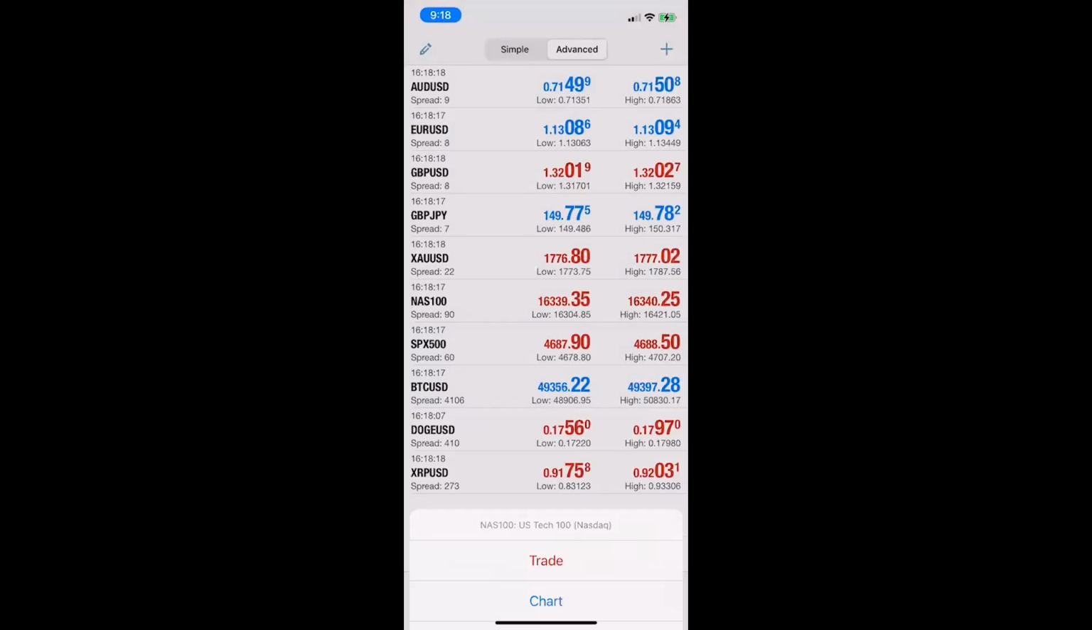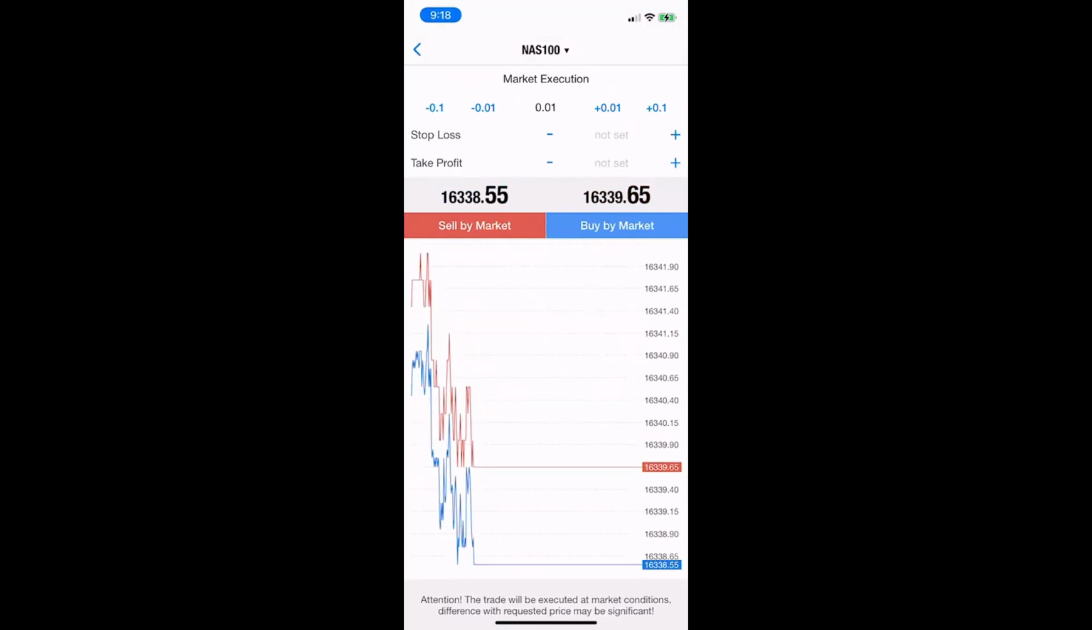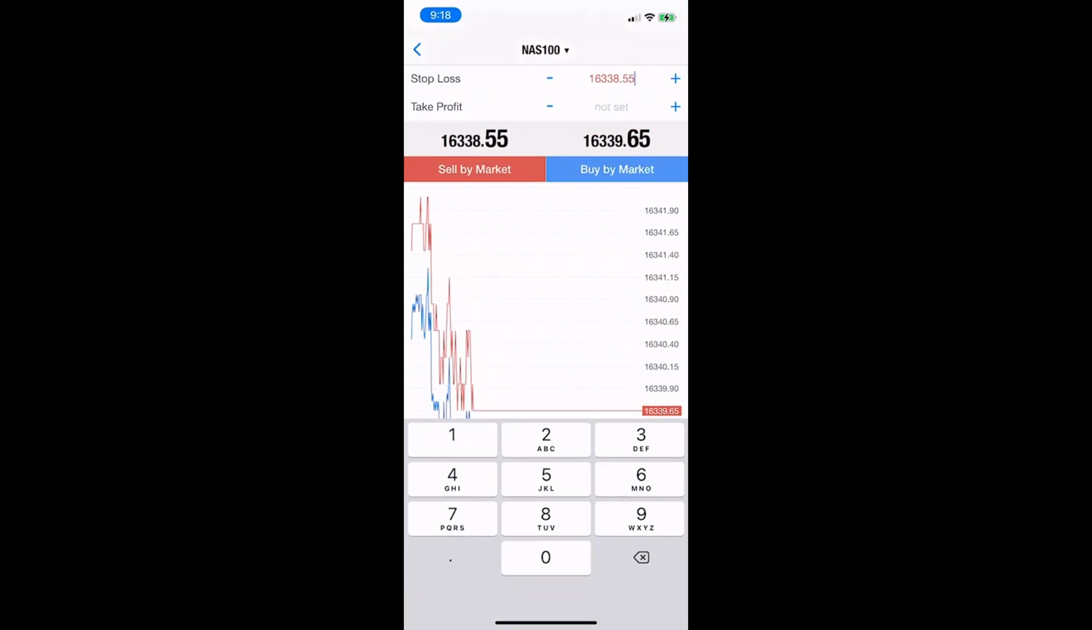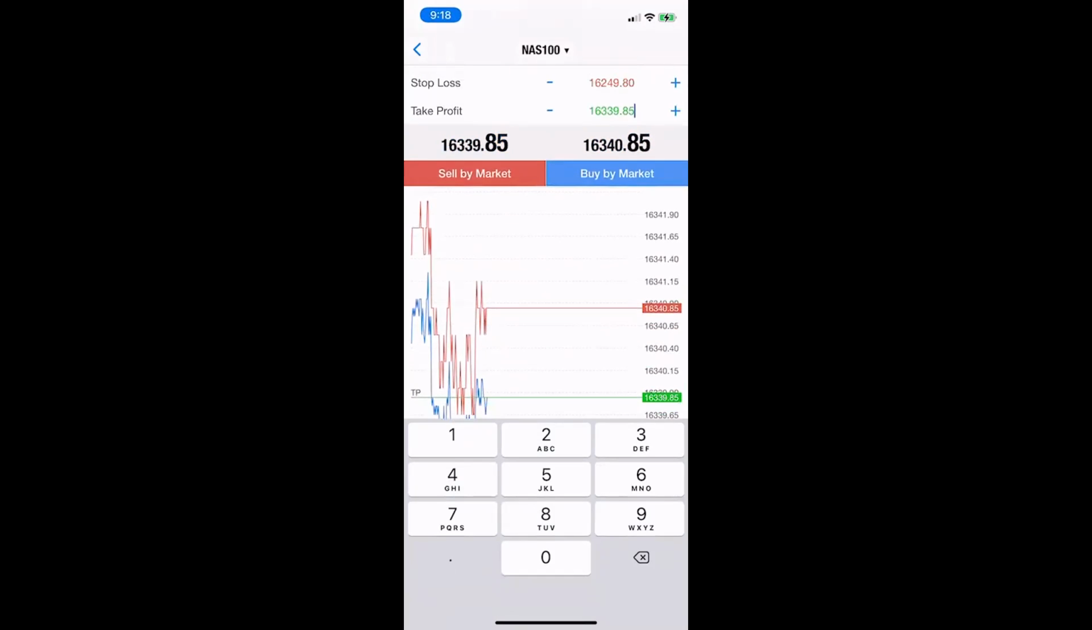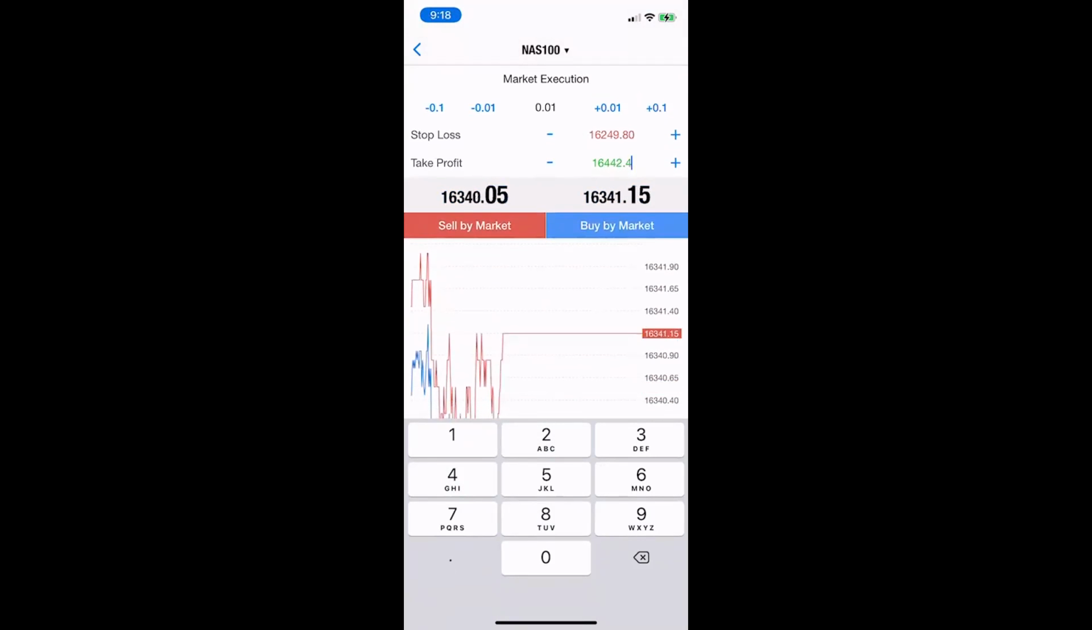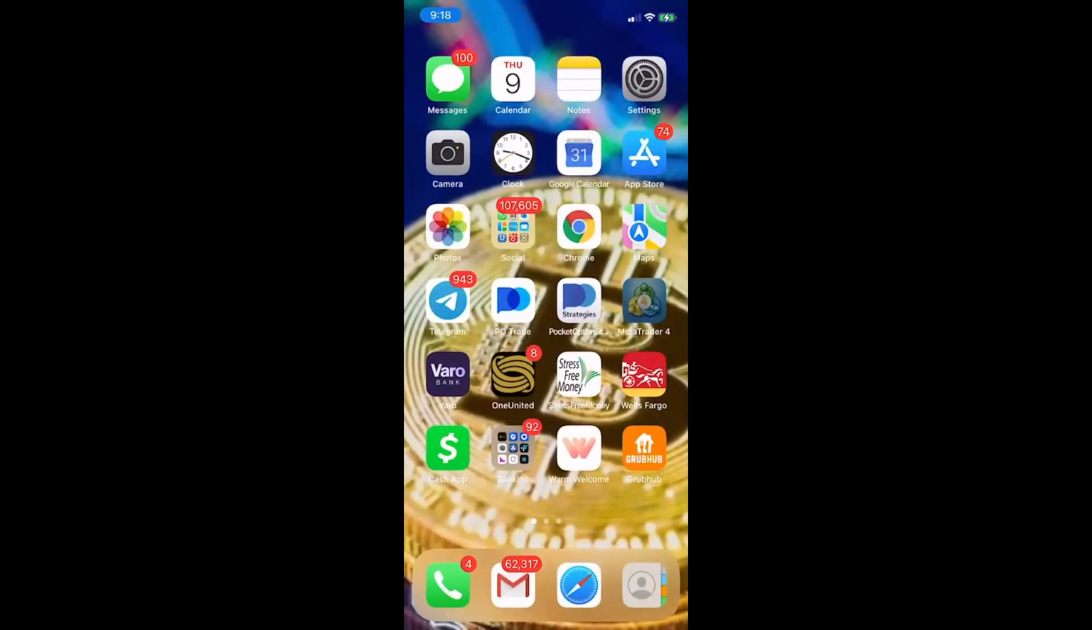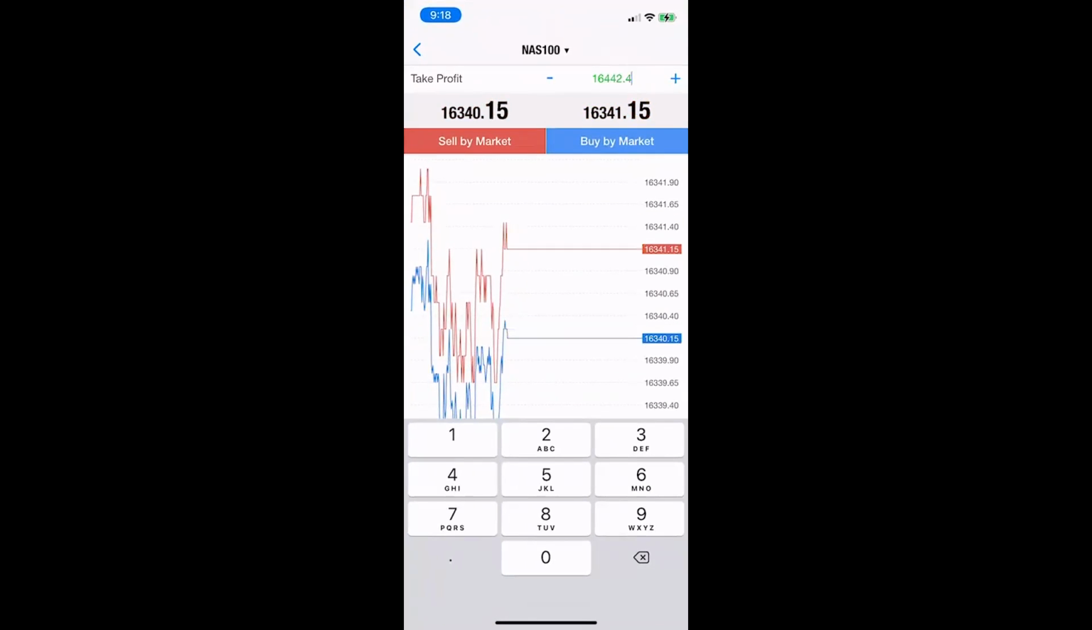So let me go ahead and trade this, put it in. So the stop loss is going to be 162.49.8. Take profit is going to be 164.42.4. All right. And so then I'm just going to leave it in my phone for now.